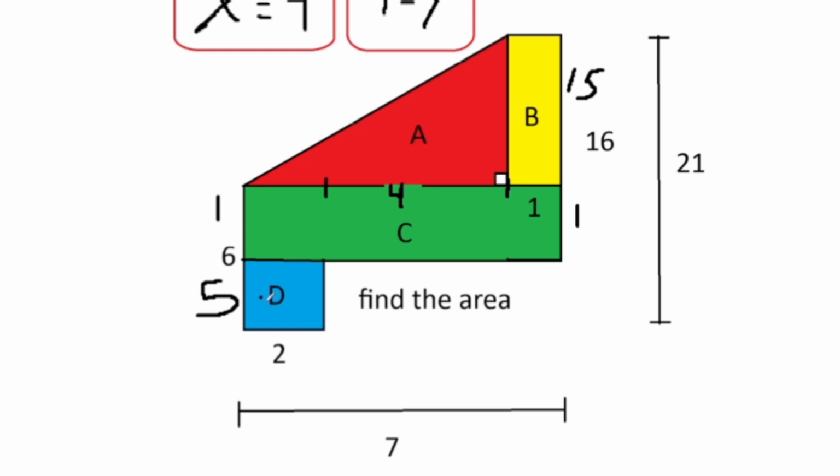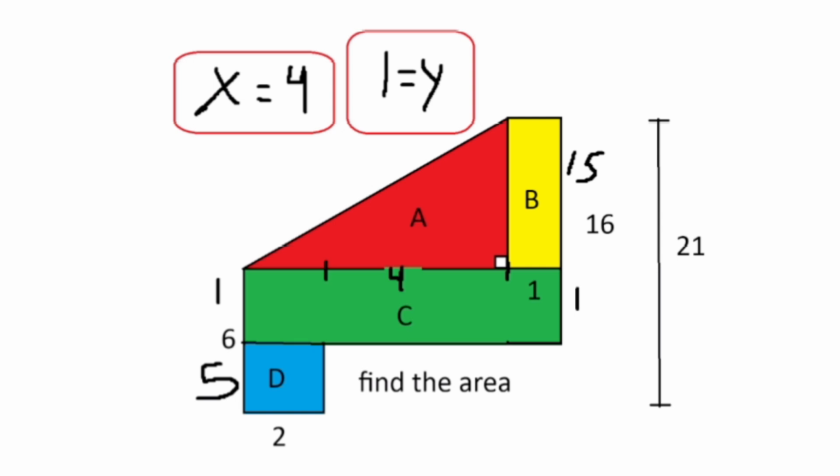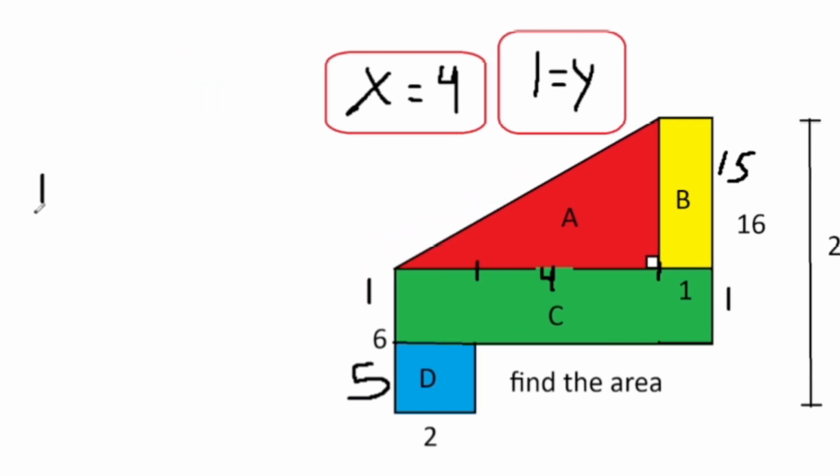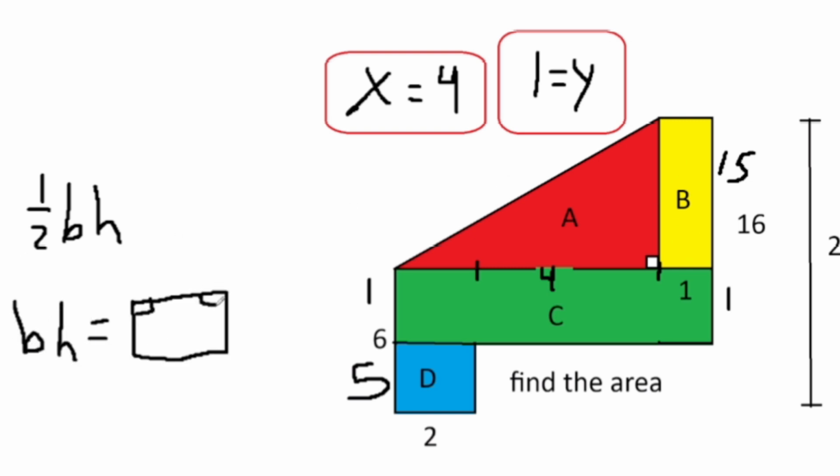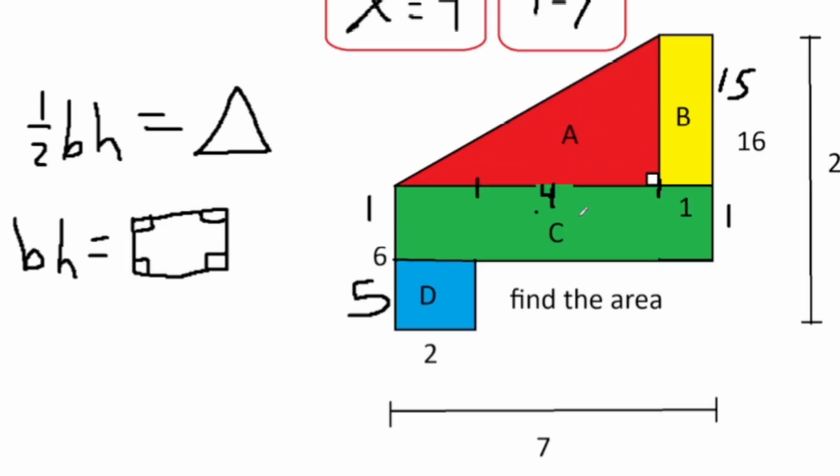So let's get the solutions of A, B, C, and D. So we know that A is a triangle, and the triangle is 1 over 2 BH. And for any rectangle, it's just BH. I'll draw a little diagram to show that. Okay, triangle, square. Now let's substitute this for A, B, C, and D.